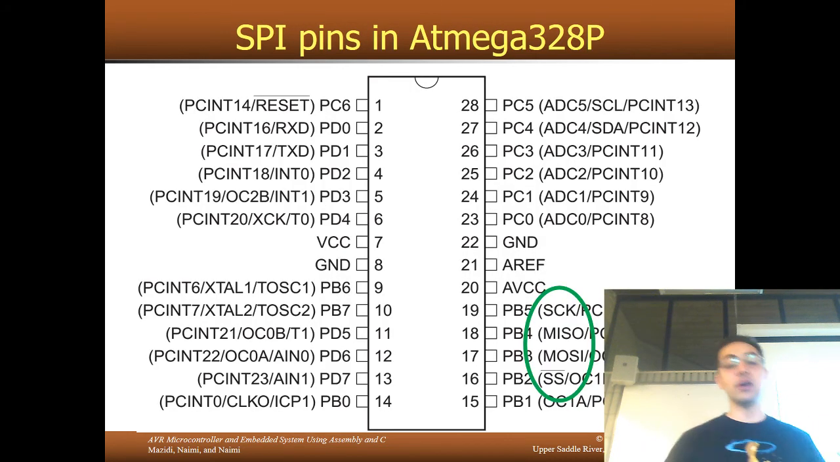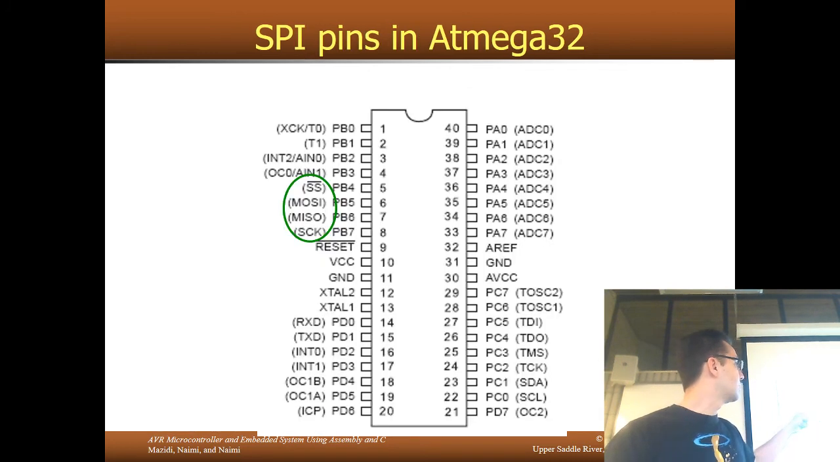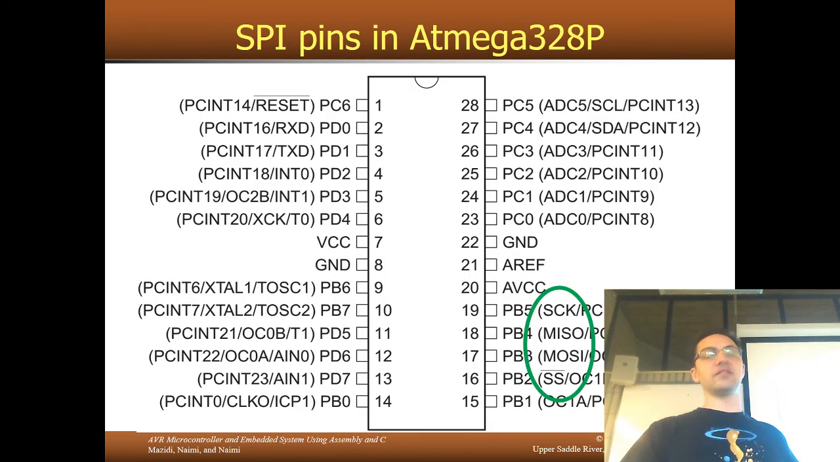So the 328P also on port B has slave select, MOSI, MISO, and S-clock. The difference here, I want you to notice that it's B2, B3, B4, B5. On this one, it's B4, B5, B6, B7. So it's something to keep in mind as we start talking about code a little later on in the lecture. Different chips, even in the same family, can have slightly different pinouts. But the names are the same. MISO, MOSI, S-clock, and slave select.